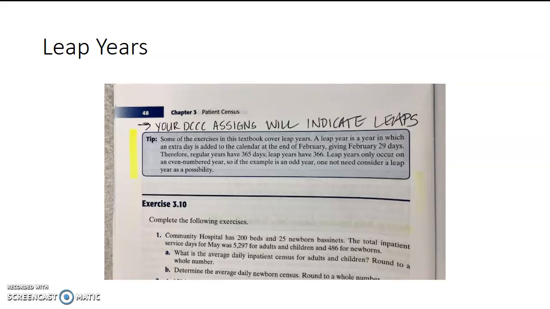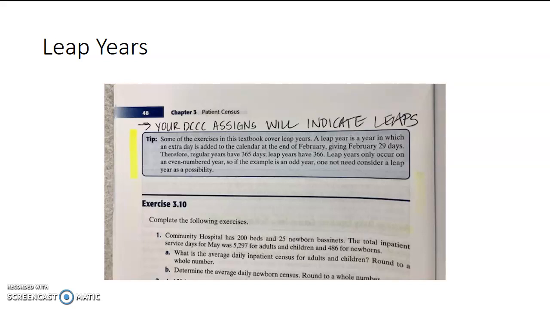But there's a tip that talks about, if you're not familiar with what a leap year is, it gives you a good definition and just reminds you that with a leap year, February has 29 days versus 28. And so instead of using 365 days on leap years as a total number of days in the year, you would use 366. So then they give you another little tip. Leap years only occur on an even numbered year. So if the example is an odd year, you won't even need to think of it as a leap year.